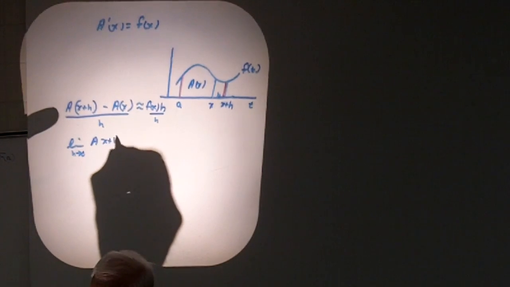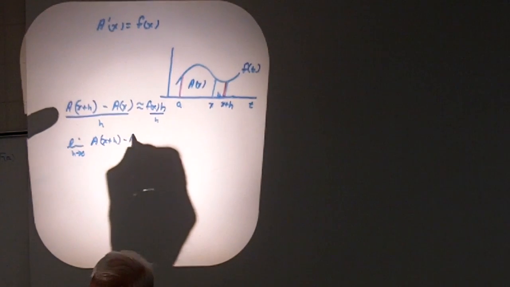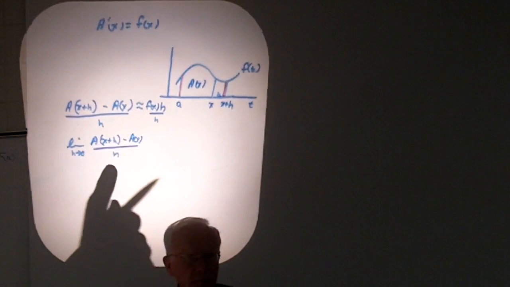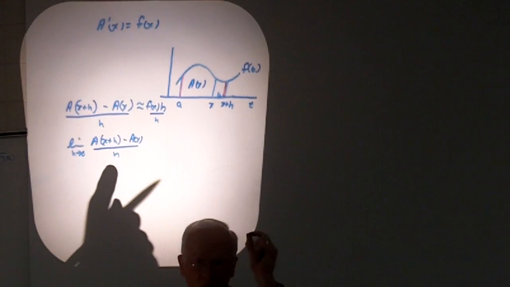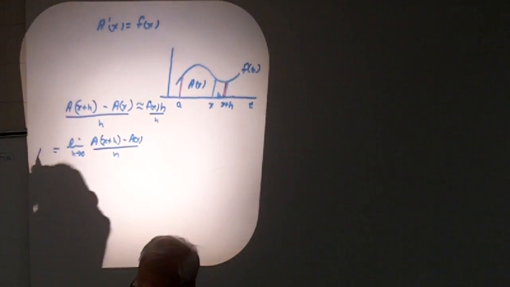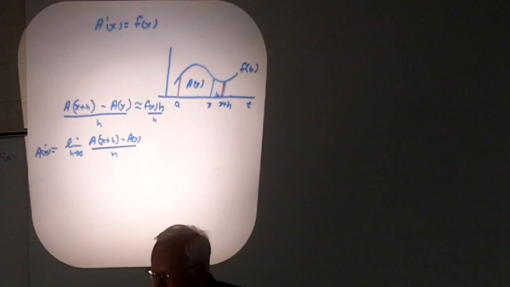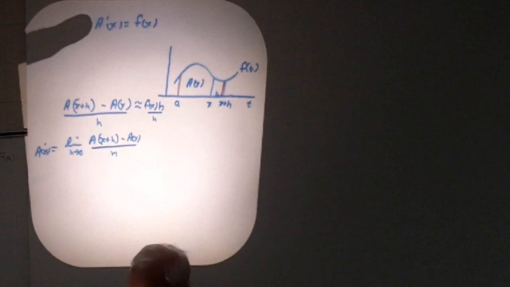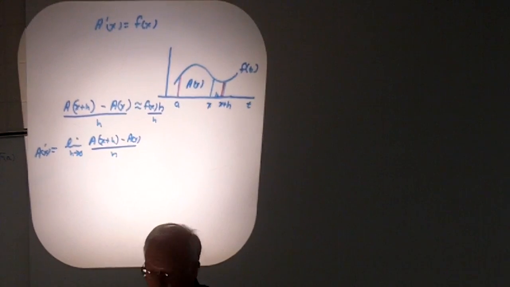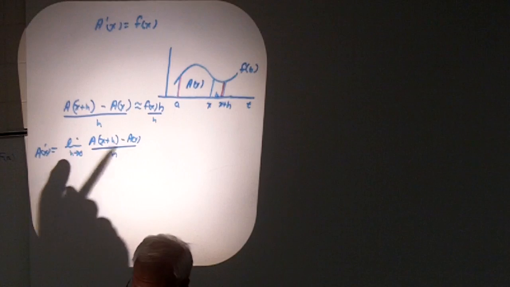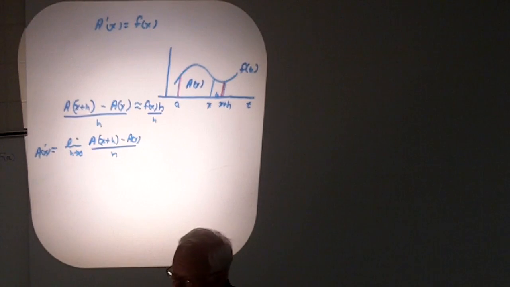You'll notice something else I have on the board: A at x plus h minus A at x, all over h. I know what that is. Bingo! It is A prime of x. So I at least have this. Now, can I do something else to show that this is equal to something different? It is equal to this, but is it probably equal to something else?